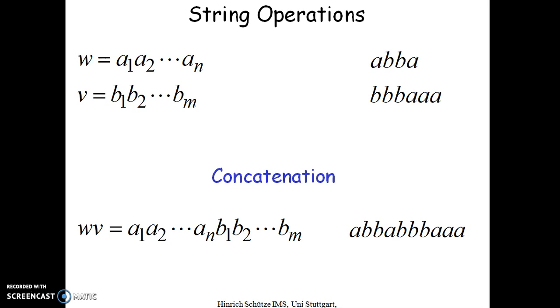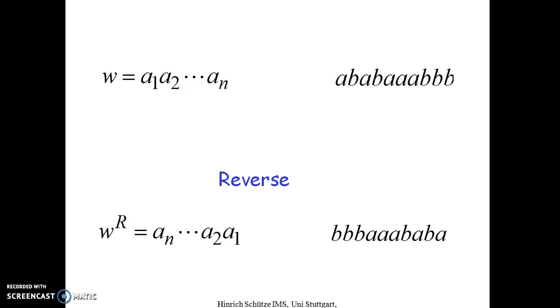Next, there are basic operations we can perform on strings. For example, if I consider W as ABBA and V as BBBAAA, then concatenation is nothing but joining two strings in the same order given in the question. When I say WV, I have to take the value of W and join the value of V to it. So the value of W is ABBA, the value of V is BBBAAA. This is concatenation.